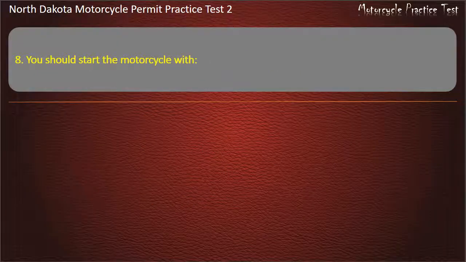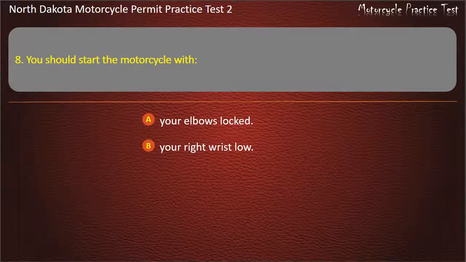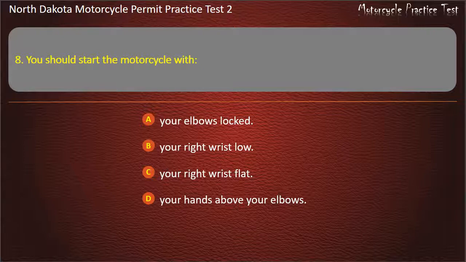Question 8. You should start the motorcycle with: Your elbows locked. Your right wrist low. Your right wrist flat. Your hands above your elbows. Answer: Your right wrist flat.